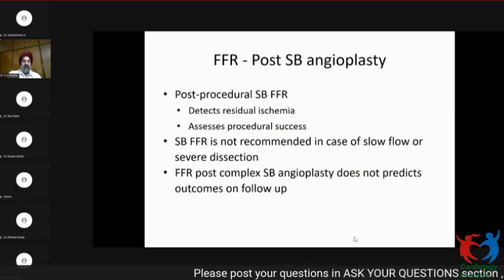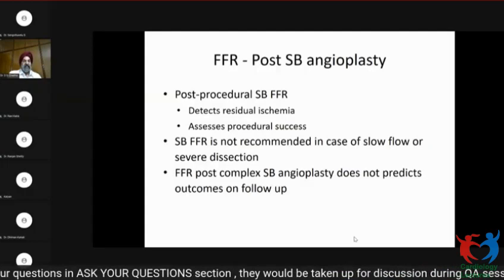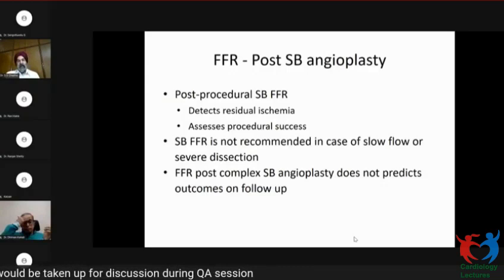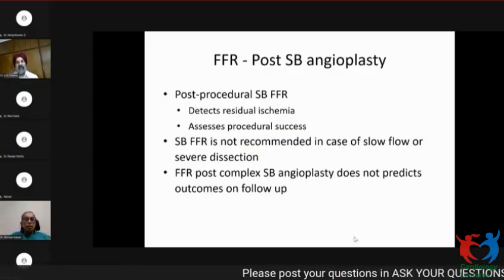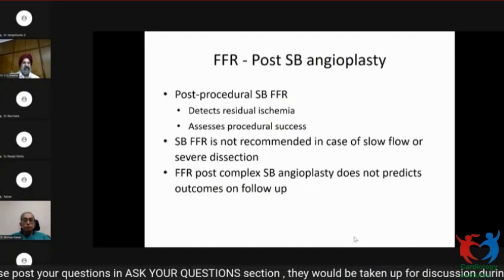If, while doing the procedure, you have created slow flow or severe dissection, then absolutely don't use FFR to assess the side branch. The other important thing is that it does not predict the outcome. It is just for assessing the viability. It cannot be used as a tool for follow-up.